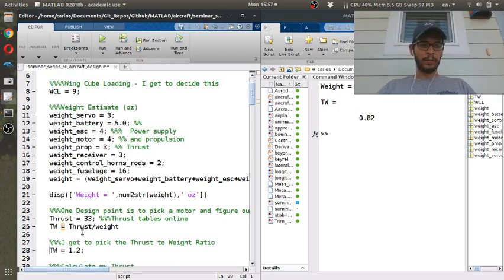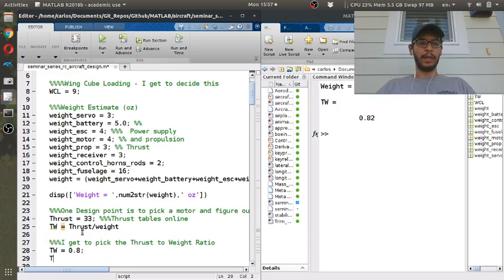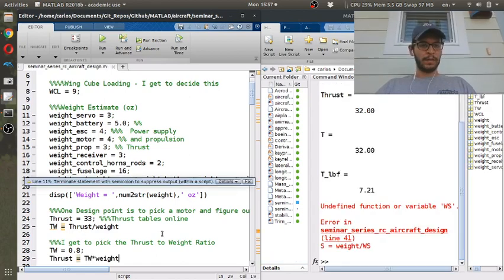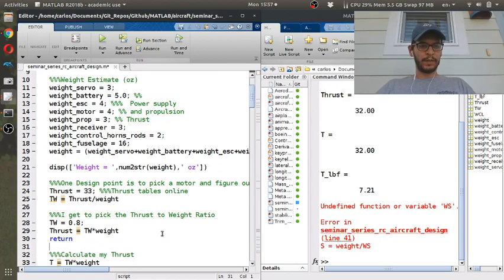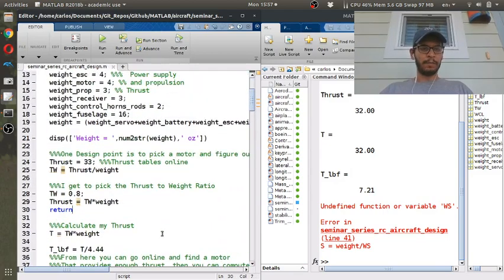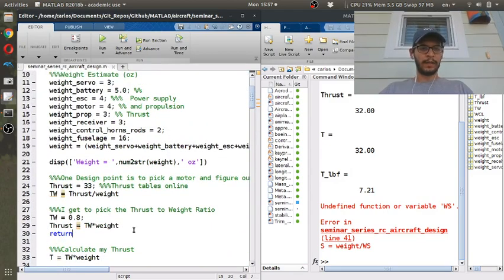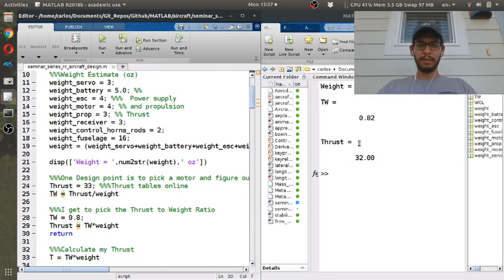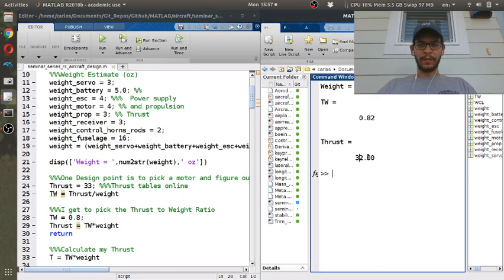Now, the other design point is you can say, well, I want a thrust to weight ratio of 80%. What thrust do I need? You can take your thrust to weight ratio and multiply that by weight, and I need to put the return statement in. There's a lot of other stuff in this code here, and I'm going to go through it line by line, but I'm just putting returns in here so I can talk about it. So this means if I want a thrust to weight ratio of 80%, I need a thrust of 32 ounces.